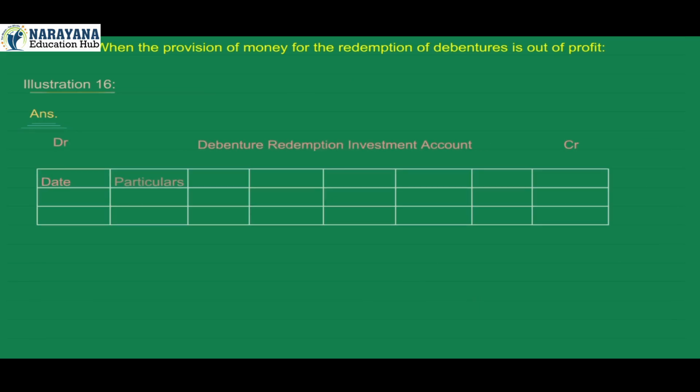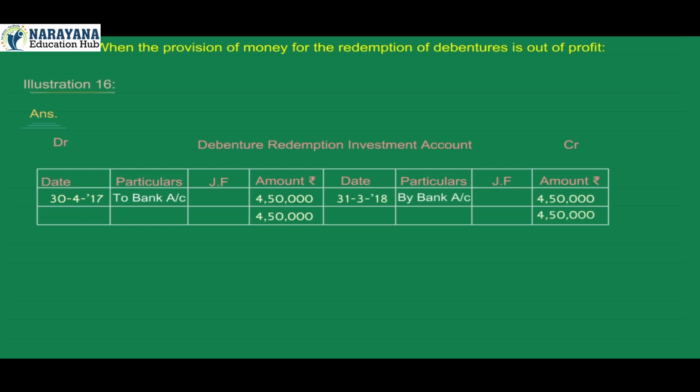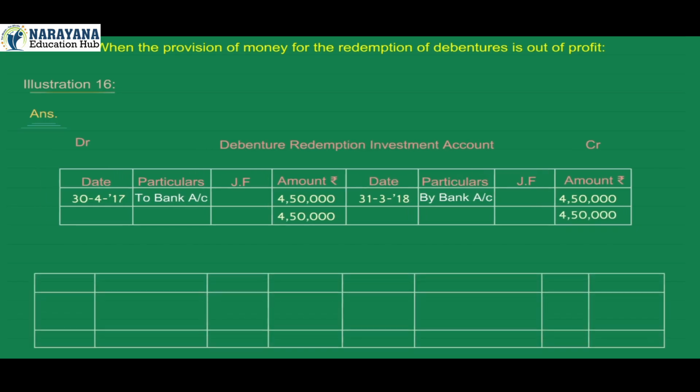Debit, credit, date, particulars, journal folio, amount, date, particulars, journal folio, amount. 30 April 2017. To bank account 4,50,000. Total 4,50,000. 31st March 2018. By bank account 4,50,000. Total 4,50,000.